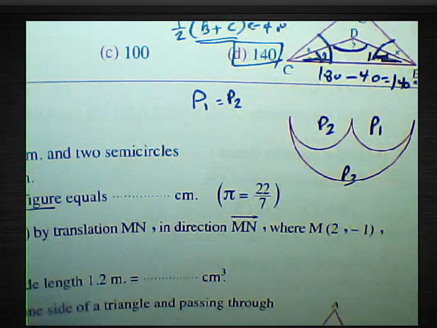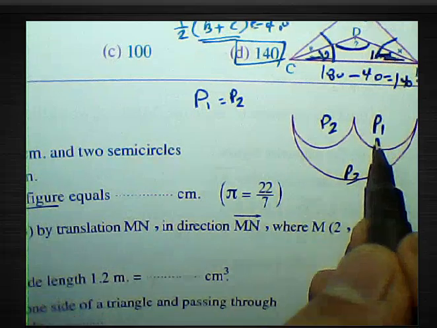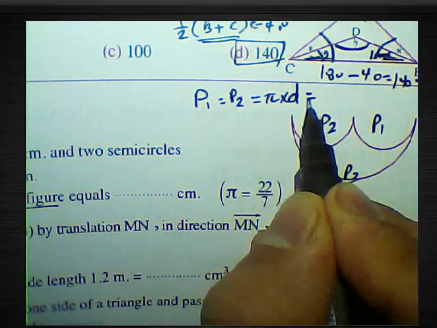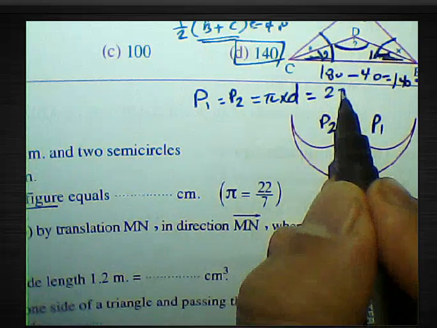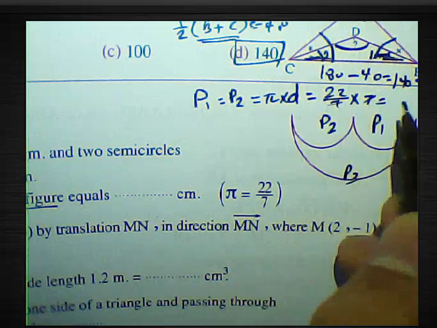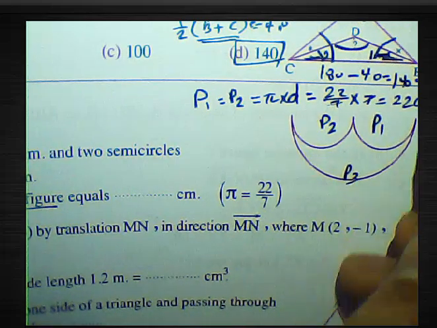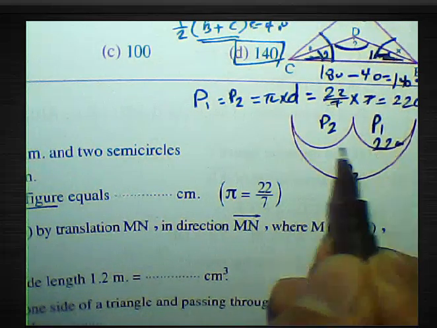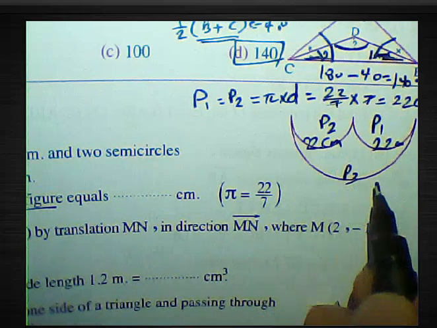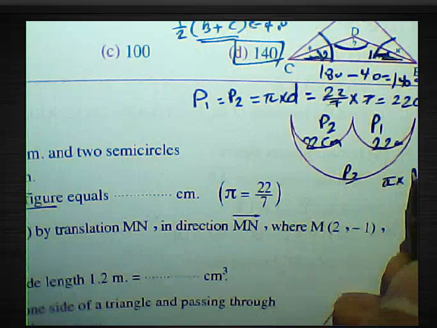Circle perimeter 1 equals perimeter 2 equals pi times diameter. Perimeter equals 22 over 7 multiplied by the diameter. He gave us the diameter was 7, so the result will be 22 centimeters. This length equals 22 centimeters and this length is 22 centimeters, and we can find perimeter 3 by pi times d.